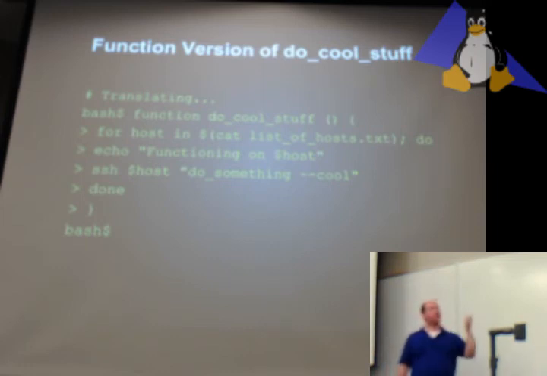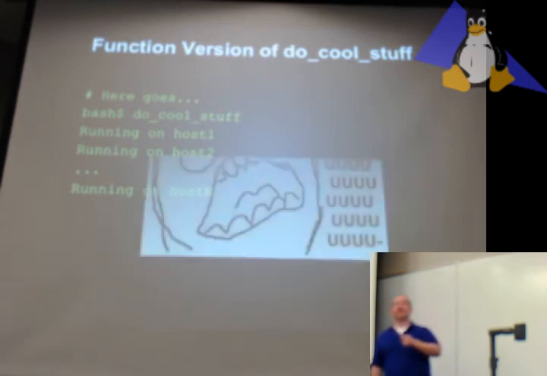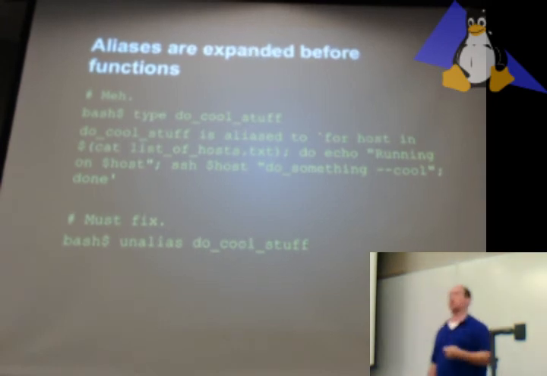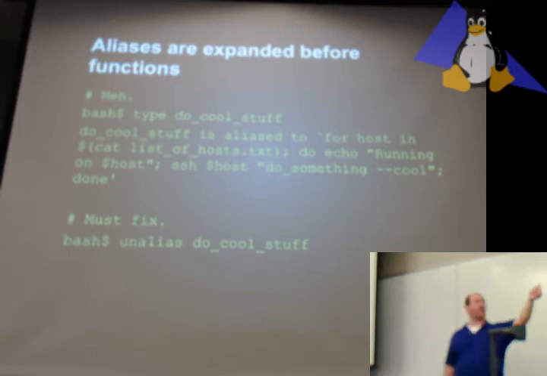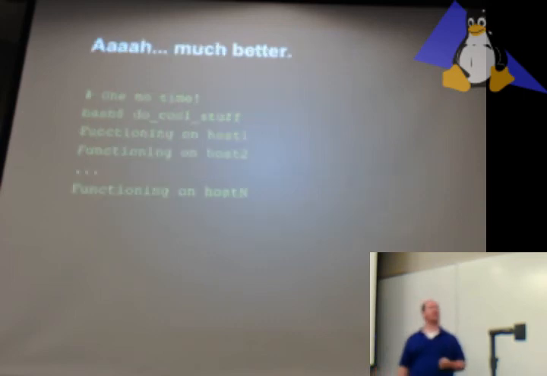All right, so it's essentially the same thing. It's just in function form rather than alias form. And so when I run it, nothing happens. Well, okay. So it turns out that aliases are expanded before functions, so it really doesn't matter that I've got this function because I've still got the damn alias hanging around. So when I, again, type tells me what it's doing, it says do cool stuff is an alias, so I can undo an alias with unalias. So I unalias do cool stuff, and now it does what it's supposed to do. It tells me that it's a function, and when I run it, I get the right string after that.